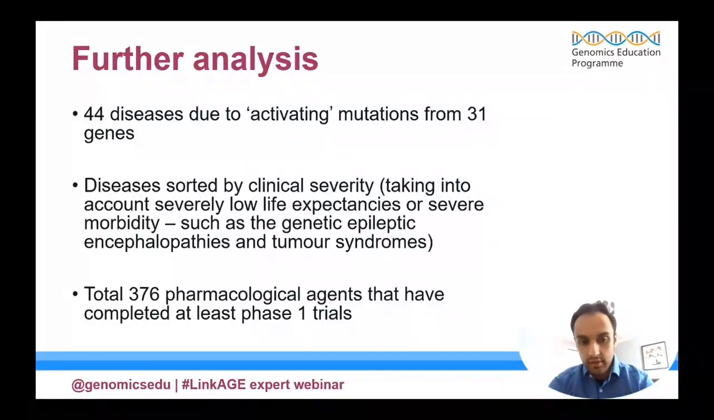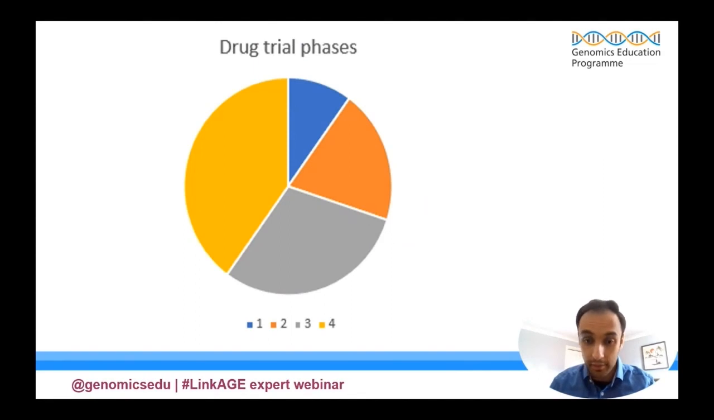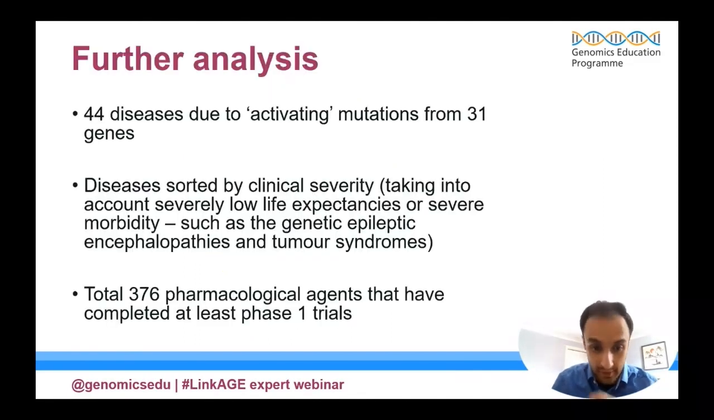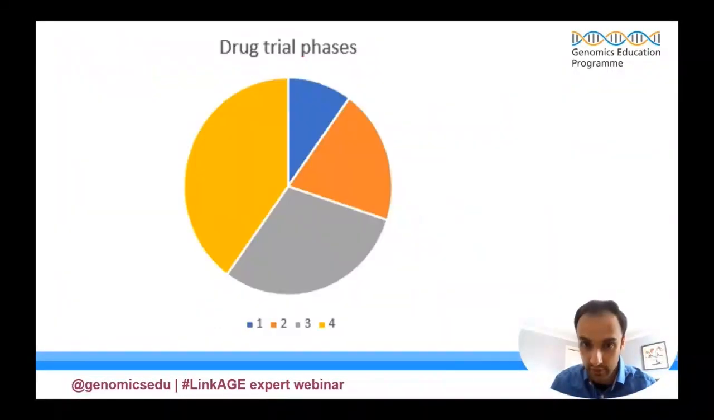And we found that of these 44 disorders, 376 pharmacological agents could be used to target them through the algorithm and had been through at least phase one trials internationally. These were the breakdown of the different drug trial phases of the agents that I've mentioned on the previous slide, those 376 agents for use in these 44 diseases.